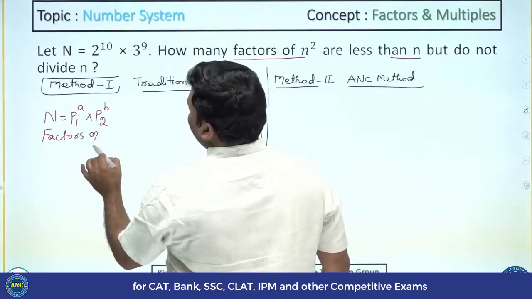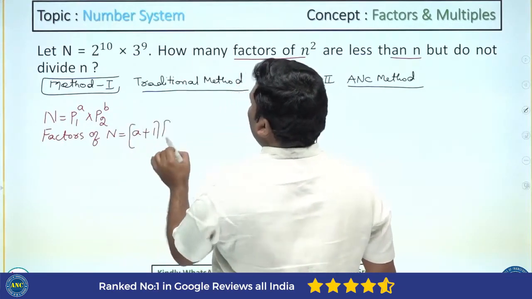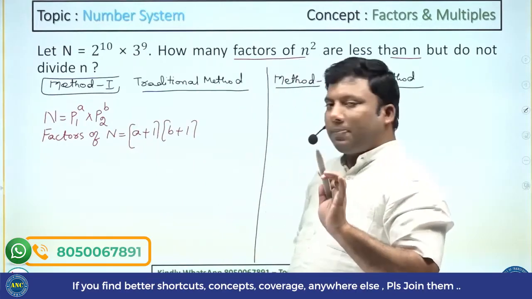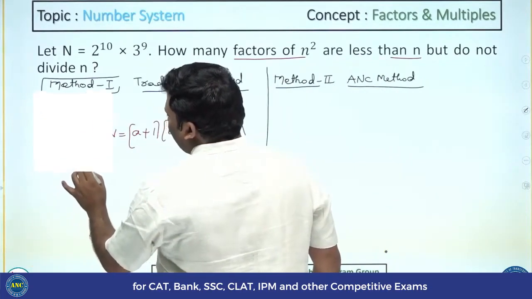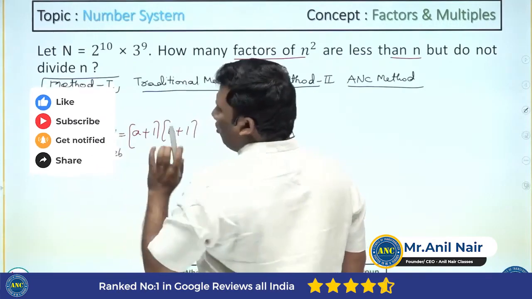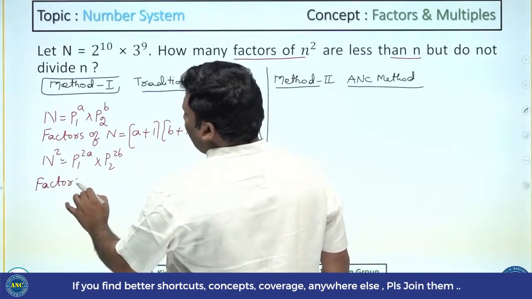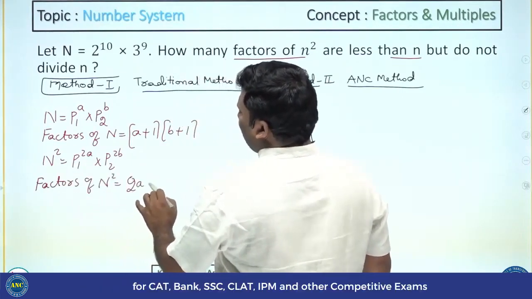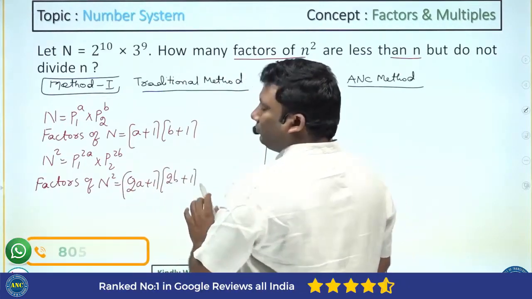Factors for n will be 0 to a, a plus 1, and 0 to b, b plus 1. So factors for n will be (a plus 1) into (b plus 1). Next, n square will be p1 power 2a into p2 power 2b. Factors for n square will be (2a plus 1) into (2b plus 1). Are you all with me?